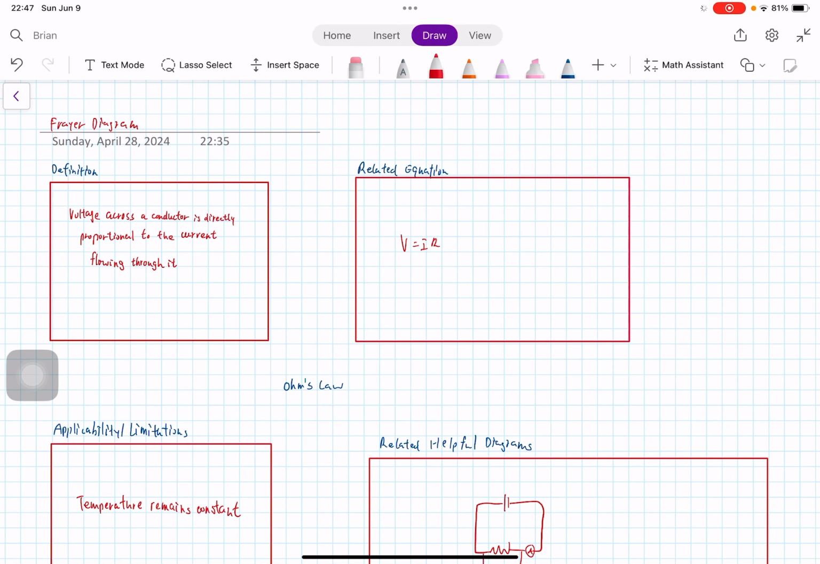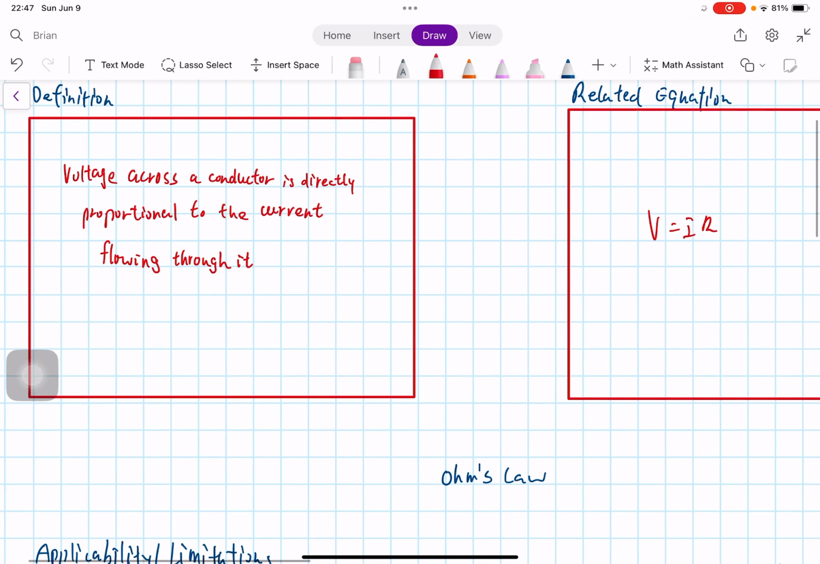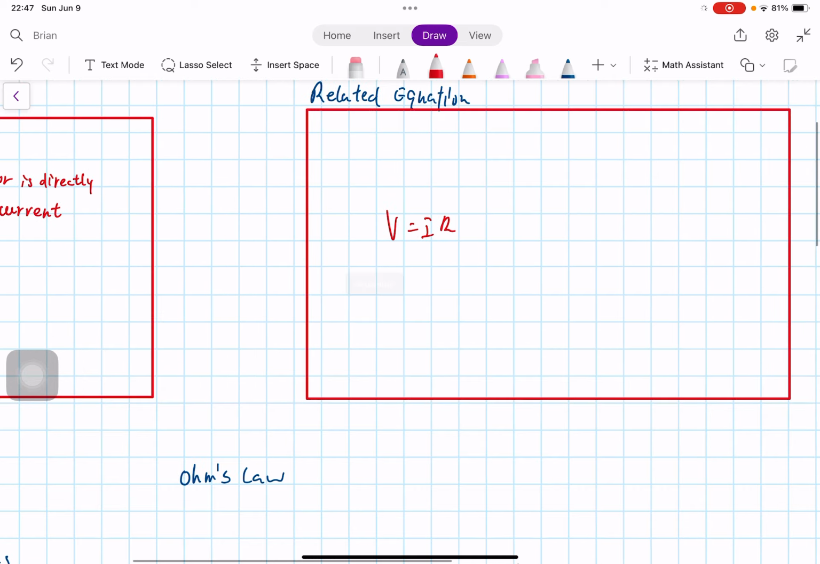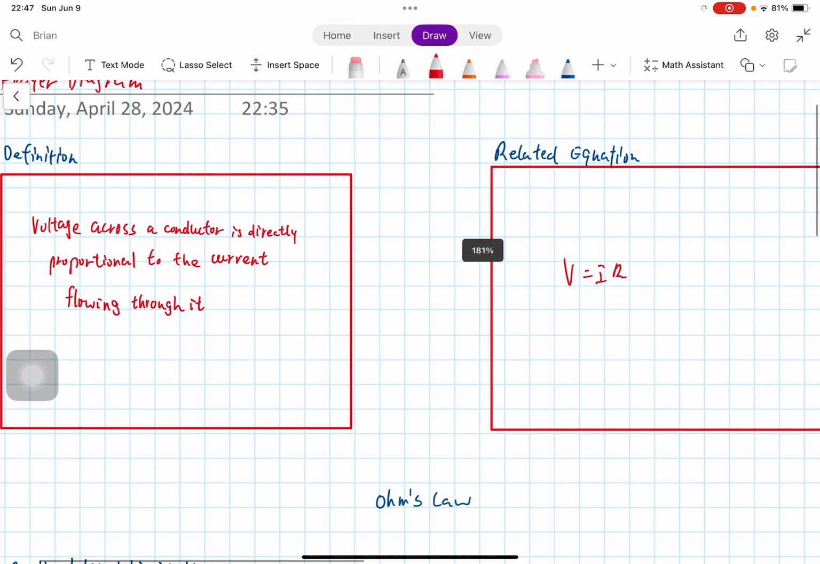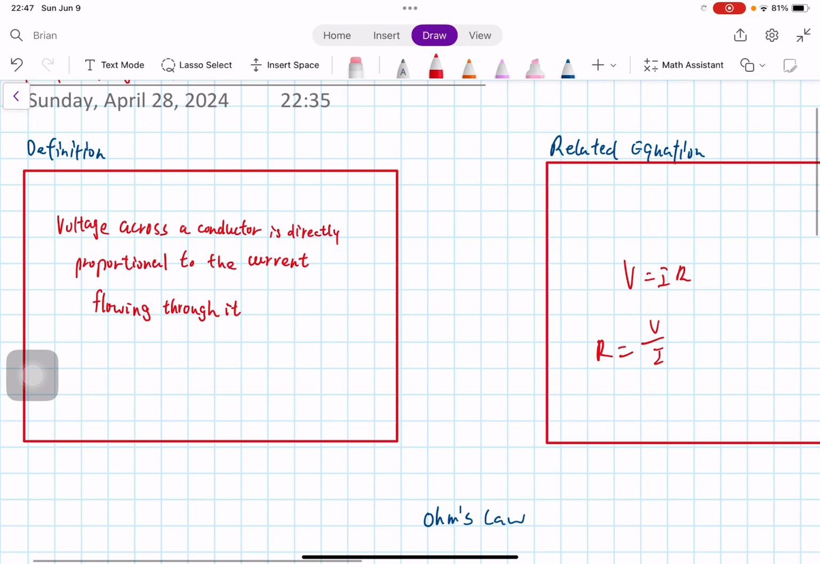So in this video, I'll talk about the first diagram involved in Ohm's law. The definition of Ohm's law is that the voltage across the conductor is directly proportional to the current flowing through it. So the related equation is V equals IR. Note that R is equal to V over I. This is the same thing as this definition here.